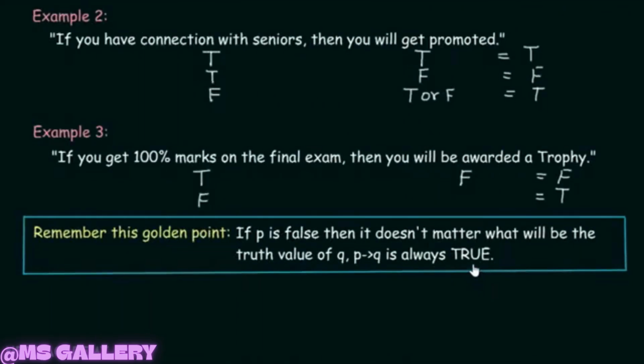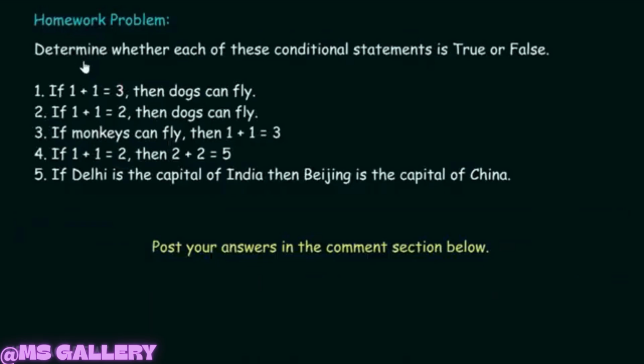Now let's consider the homework problem. Determine whether each of these conditional statements is true or false. If 1 plus 1 is 3, then dogs can fly. If 1 plus 1 is 2, then dogs can fly. If monkeys can fly, then 1 plus 1 is 3. If 1 plus 1 is 2, then 2 plus 2 is 5. If Delhi is the capital of India, then Beijing is the capital of China.